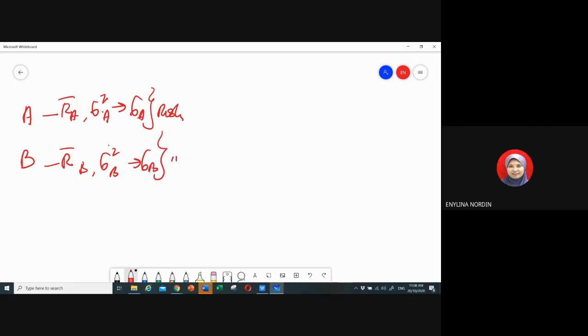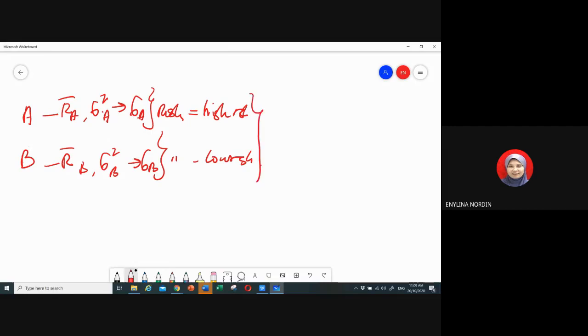Then you make a decision whether you are risk averse or a risk taker. So we found that A, let's say, is high risk, and B is low risk. Therefore, if you are risk averse, you will invest more in B, and vice versa.